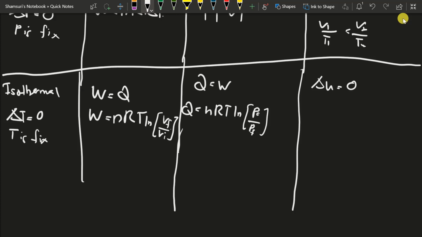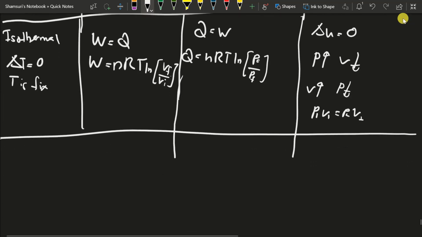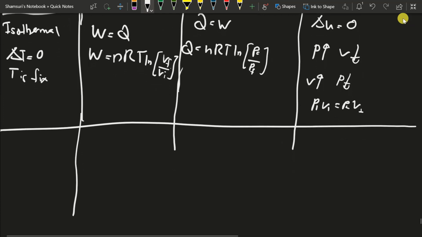We know delta U is equal to 0 because there is no change of temperature, so when pressure is increasing, volume is decreasing, and when the volume is increasing, pressure will be decreasing. Same thing, we can use the formula previously, P1 V1 is equal to P2 V2. I think that's all. Then this last part, we call another process, the adiabatic process.